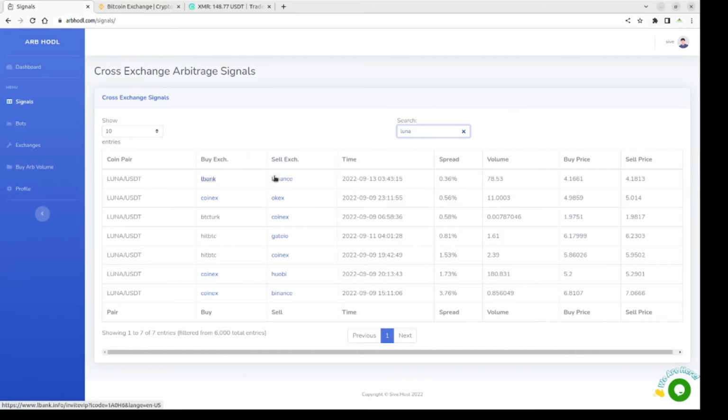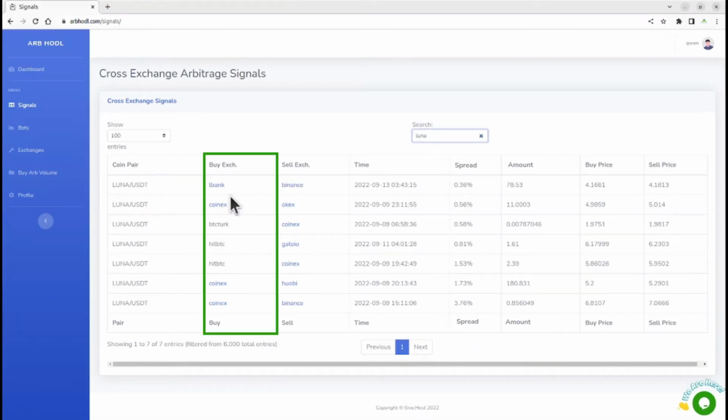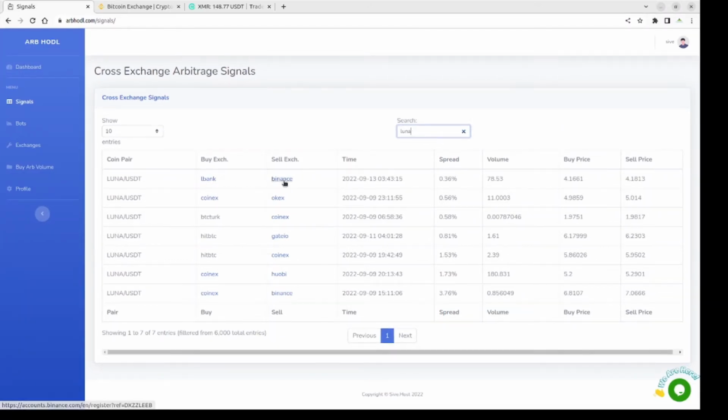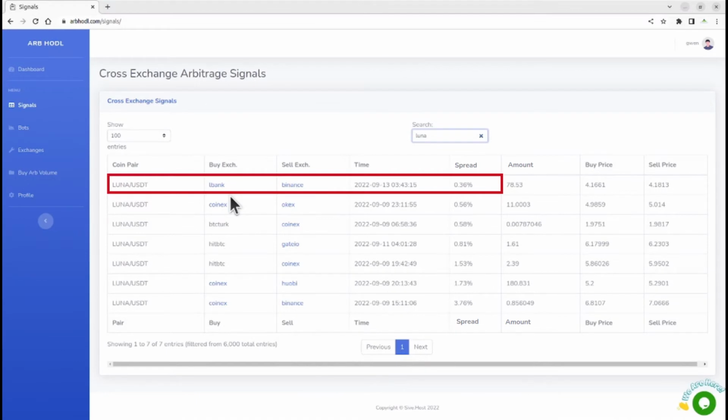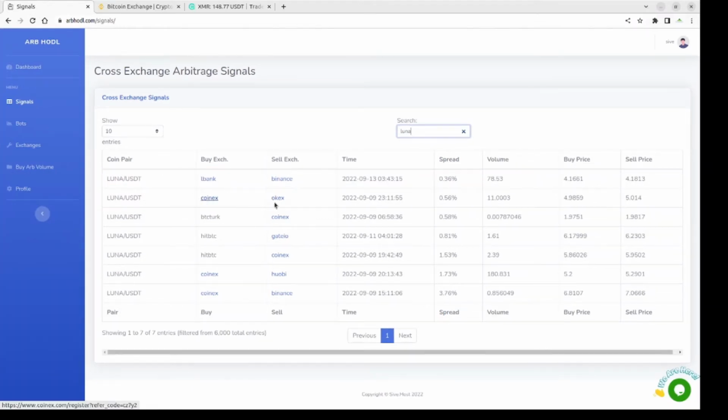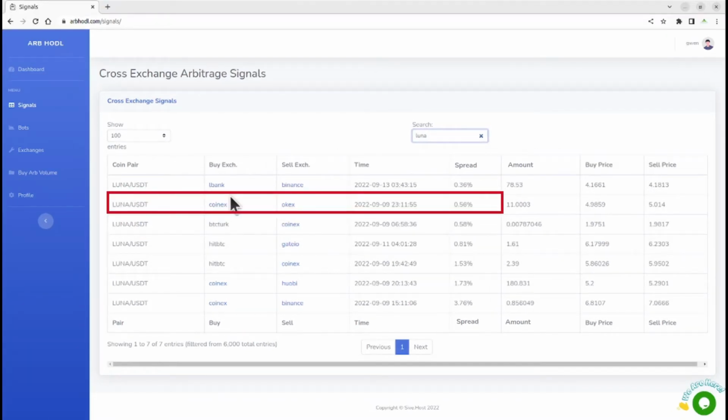Now I start on the buy exchange column. Then look at its matched sell exchange, and I identify exchanges I trust or could take a chance on. The first match is L Bank and Binance. Definitely not. I do not know L Bank. Coinex and OKEx, definitely would consider this because I am familiar with both exchanges. So this exchange pair is now on my short list.